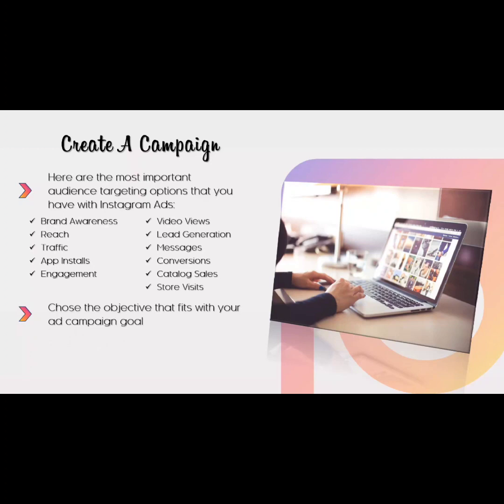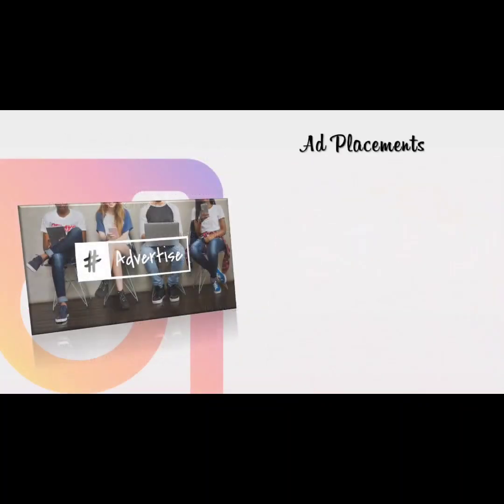After selecting your objective, you will be asked to give your ad campaign a name. Create a name that makes sense so that you will easily remember it because you will probably set up many campaigns. Now it is time to identify your audience. We discussed this in detail in a previous video. Choose the right options for your target audience and then check how broad or specific your audience is. Once you are happy with your target audience, you can move on to the next step: ad placements.